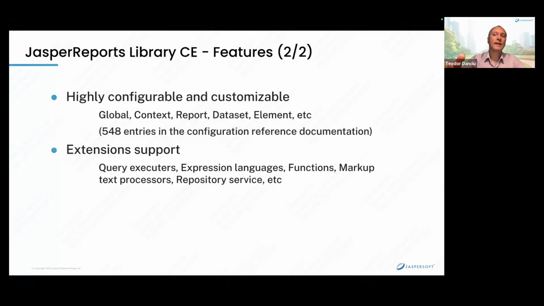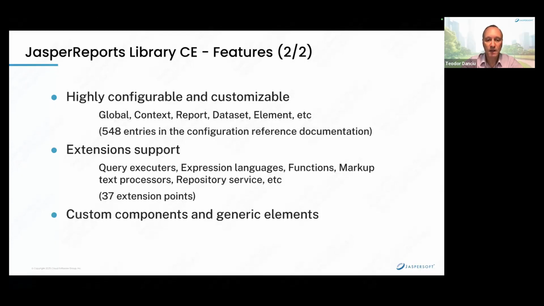For example, when we write expressions or formulas in text fields in our reports, we can use Java as an expression language, or Groovy, or JavaScript. And this is done through interchangeable extensions that introduce support for these languages. And functions in formulas are also an extension point. Last time we looked, we counted 37 extension points in the library. So 37 ways to plug something into our engine if you need to.